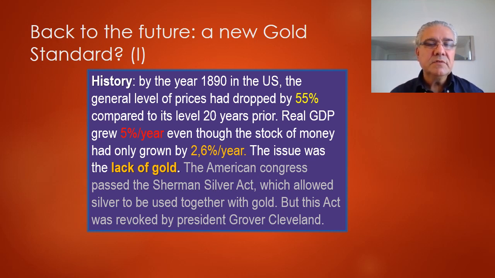The American Congress tried to do something about this by enacting the Sherman Silver Act, which reestablished bimetallism. That means silver would have become the other precious metal that would back the dollar, but that act was revoked by President Grover Cleveland a year or two later.